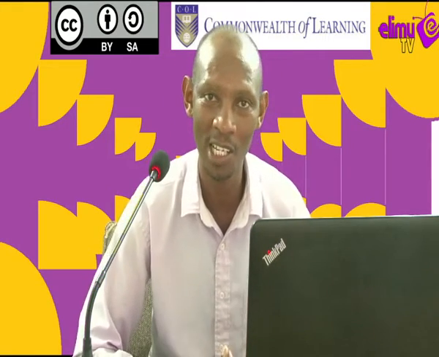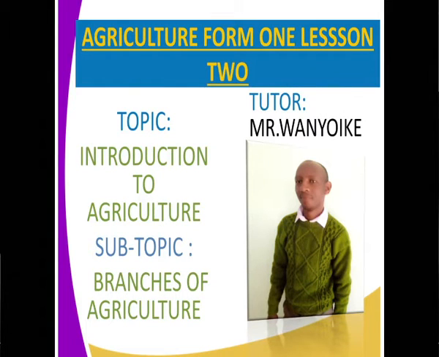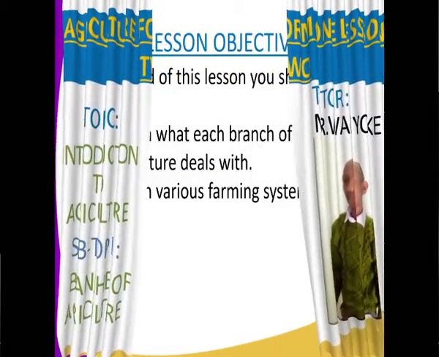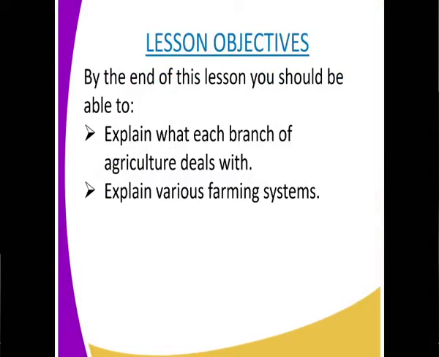Today's lesson is Agriculture Lesson 2. Topic is Introduction to Agriculture. Sub-branch is branches of agriculture. Lesson objectives. By the end of this lesson, you will be able to: 1, explain what each branch of agriculture deals with. Number 2, explain various farming systems.